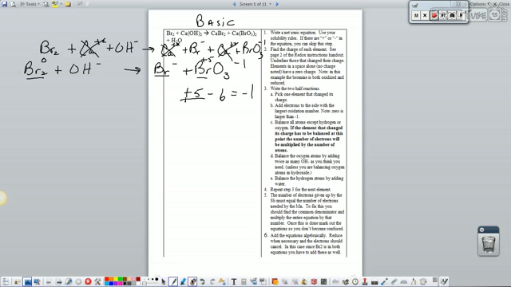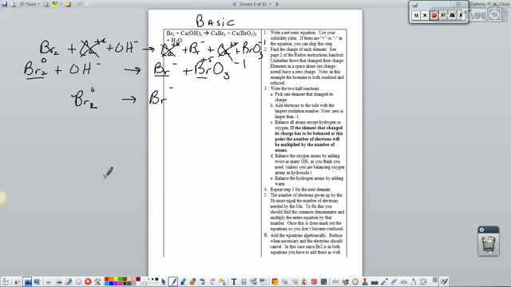And again, those rules are written for you on one of the sheets of this handout. So now we are going to write two half reactions. Pick one of the elements that changed its charge. So Br2 with 0 charge yields Br with a minus charge.